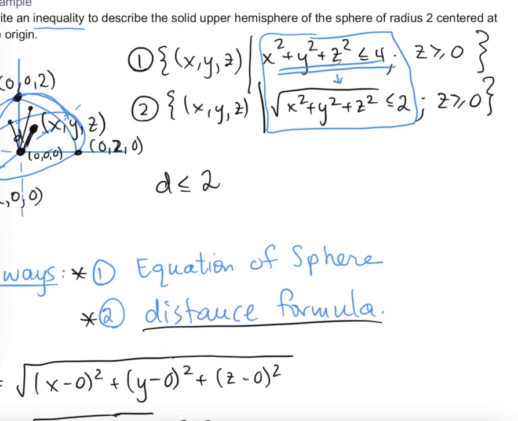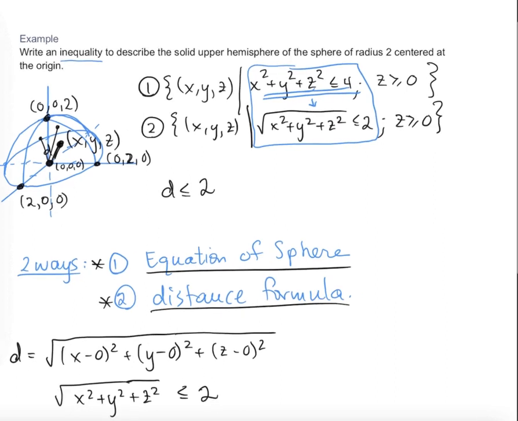We're thinking about it from two perspectives, one being the equation of the sphere and the other being the distance formula. If you're okay with that concept, then you can just stop the video and be done right here. But I am going to speak a little bit more about why we are not actually taking the square root of both sides of this inequality.